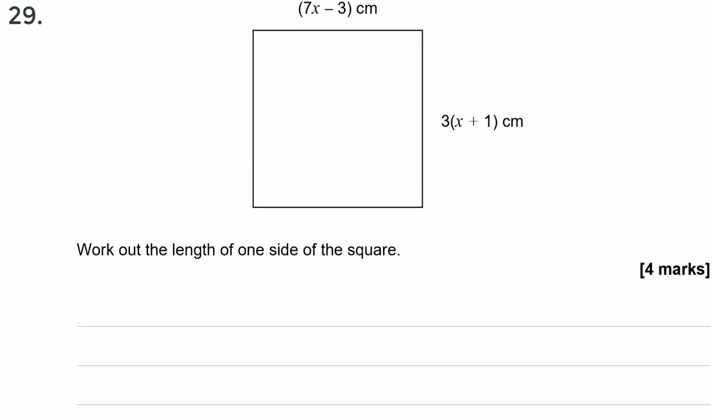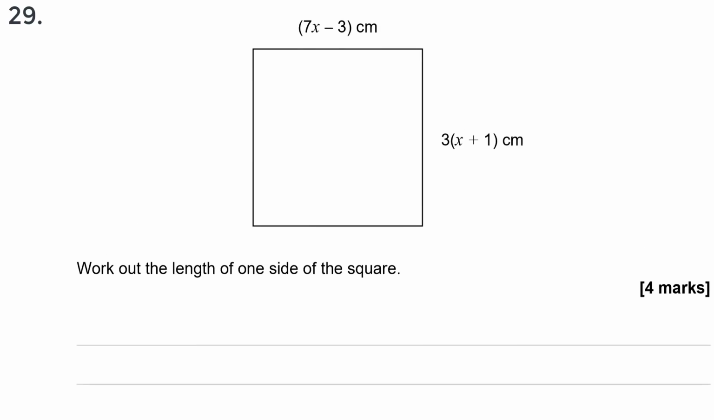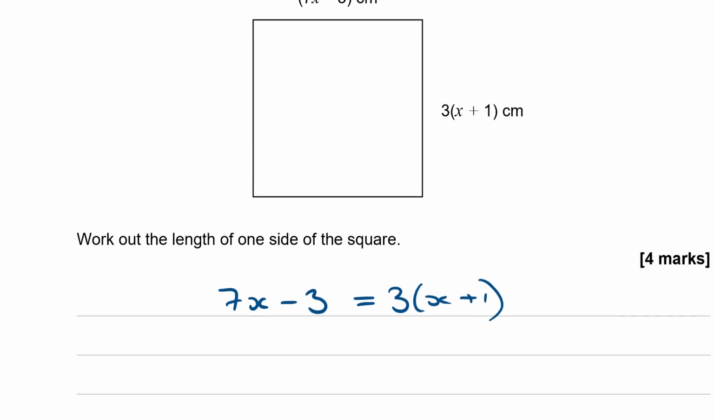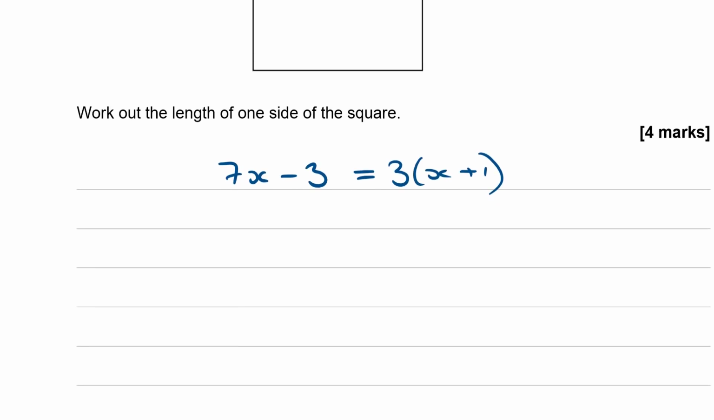So I can equate them in an equation. I can write down one side of my square, 6x minus 3, must be equal to the other side of the square, 3x plus 1. So actually all I need to do here really is solve for x. I've got a linear equation in x that I need to solve. So let's just remove the brackets on the right hand side first. So that gives me 3x plus 3 over there.